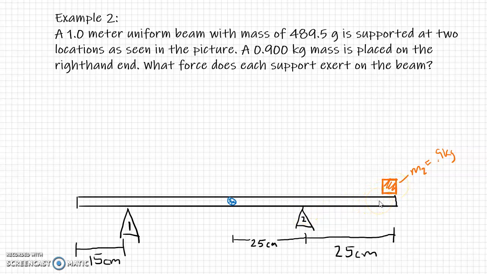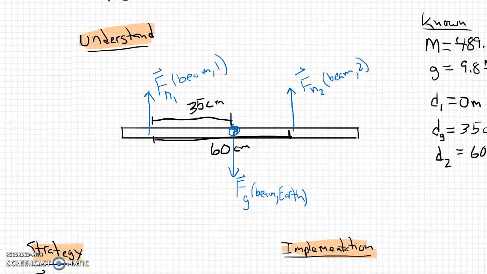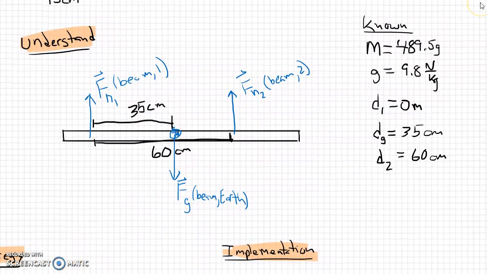So we'll start off with our free body diagram. We'll take a look at the original free body diagram that we had drawn and see how this changes it. Originally we had a normal force up here due to support 1, an upwards force due to support 2, and of course the center of gravity being attracted down towards the earth.